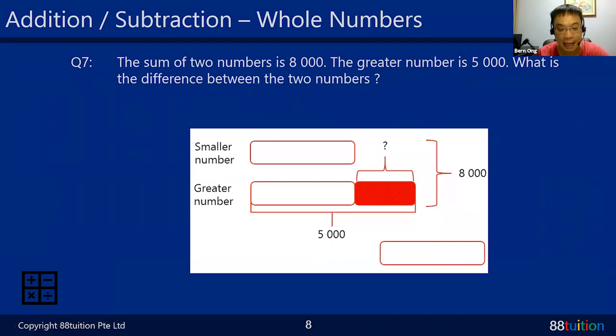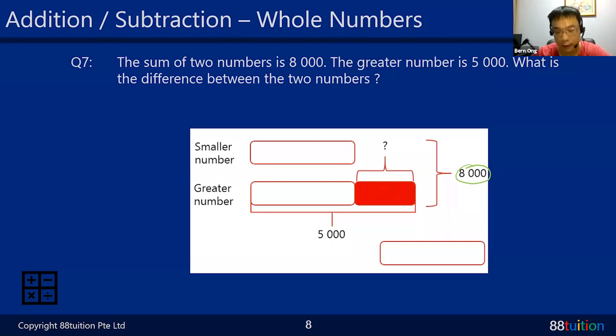So down here, the sum of two numbers is 8,000. So sum means what? Total. All right, so the small number plus the big number is 8,000. The greater number is 5,000. Those who wrote 3,000, Victoria, is wrong. Those who wrote 3,000 are wrong. Those who wrote 2,000 are correct. Very good, very good.